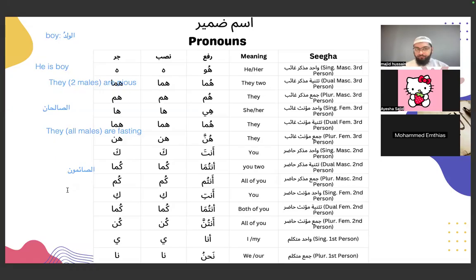Hum saimun. Well done. Hum saimun. We are only talking about rafa. They need a pre-sentence to make it nasab or jar. To be in the state of nasab, you need a verb before it. And to be in the state of jar, you need prepositions before it, which we have not covered yet. So we are sticking only to rafa at the moment to get hands-on.